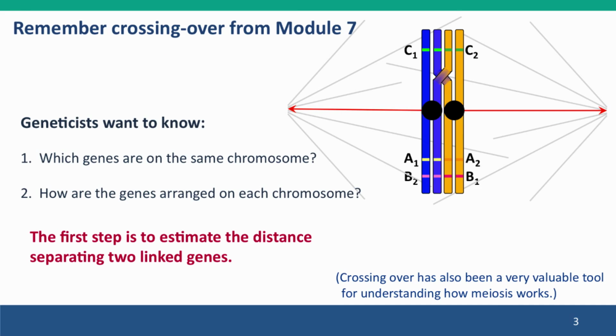So this is a reminder diagram of crossing over from Module 7. And one of the things that geneticists use crossing over to find out, in addition to using it as a tool for understanding how meiosis works, is where the genes are in the genome: which genes are on the same chromosome, and how the genes that are on the same chromosome are arranged. And the first step is simply to estimate the distance that separates two genes. For instance, the big distance there, short distance there.